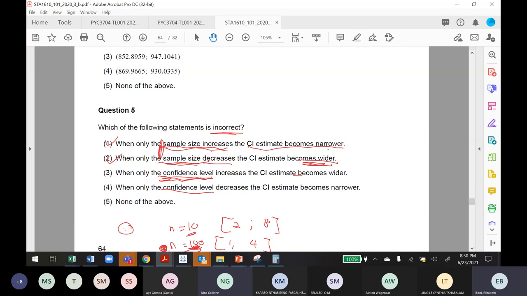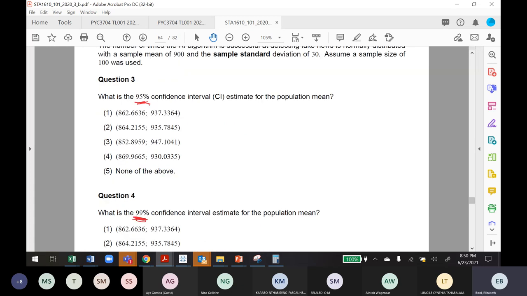If it decreases, it becomes narrower. So you can use one of the examples. Actually, we can use this example. To answer that question, we can use the one that we did. To answer the second part of the question, we can use this, because on question 3 and question 4, what they're asking you to do is change the confidence interval.